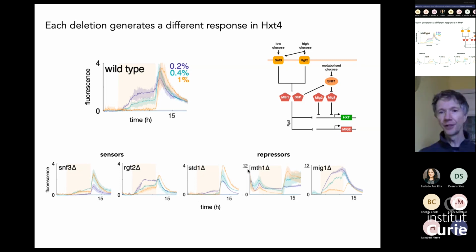And noticeably, these 2 repressors give very high expression. So you see that the y-axis here has changed from being 4 to being 12, in both these cases. So these 2 are the dominant repressors that are really keeping levels low. Particularly if we delete MIG1, you get very enormous expression compared to the wild type. Okay, so that was the data that we have.